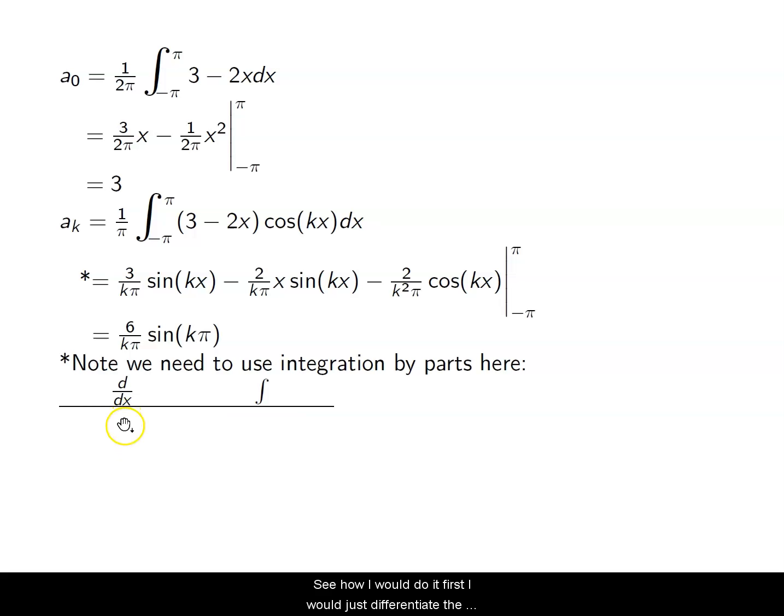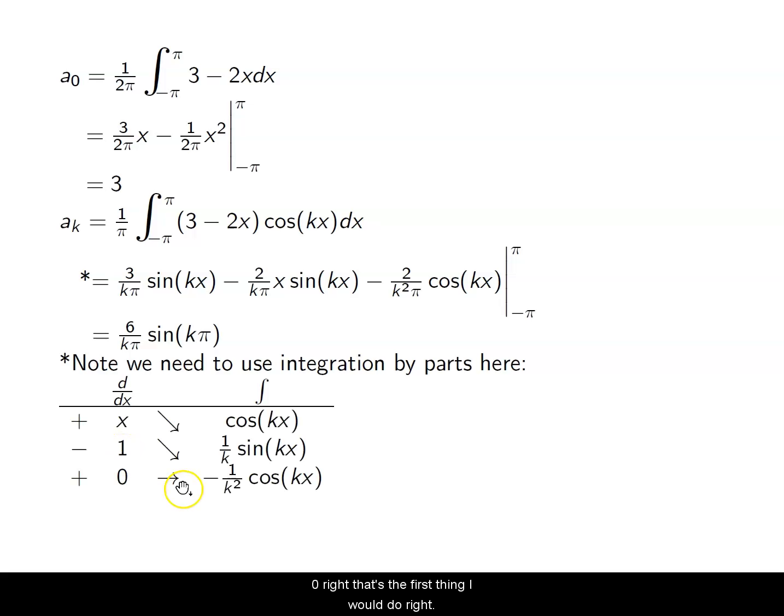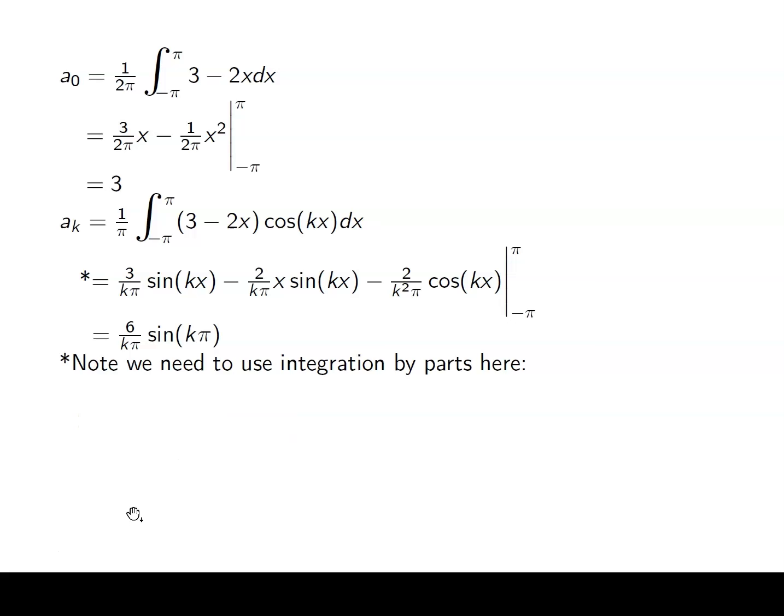First, I can't do a whole column at once. I have to do one line at a time across horizontally, not vertically. So I'll show you how I do this. First, I would differentiate all of the x's. So I would get x, 1, 0, right? That's the first thing I would do. Then after that, I would integrate. Start off with cosine kx.